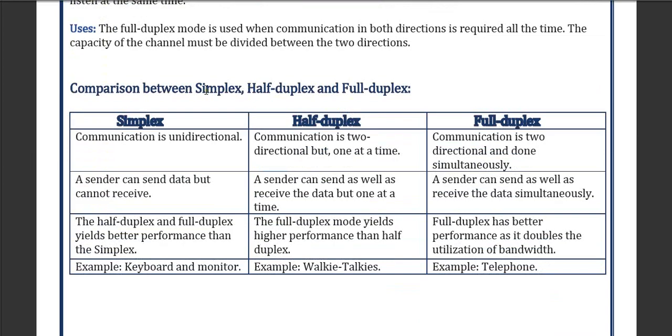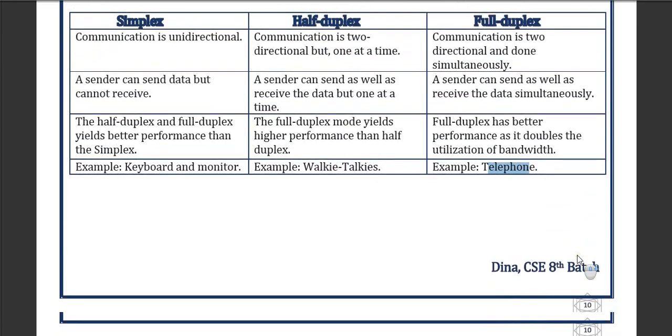Here are some differences between simplex, half duplex and full duplex. A sender can send data but cannot receive in the simplex mode. In the half duplex mode, the sender can send and receive data but not at the same time. But in full duplex, sender and receiver can send and receive data at the same time. Examples are very important. Simplex is like a keyboard and monitor. Half duplex are walkie-talkies and full duplex are telephones nowadays.